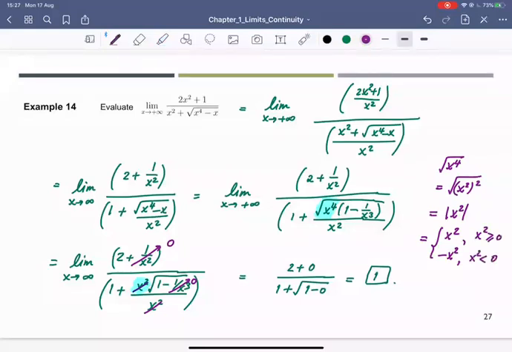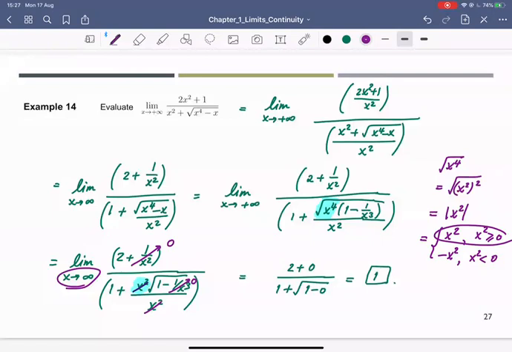We are lucky that in this question they ask us to do x going to plus infinity. Because x goes to infinity, x squared is always positive. So when you take the absolute value, this is going to be x squared anyway. The square root of x to the fourth power is x squared anyway. When you take the square root of x to the fourth power, it's just x squared.